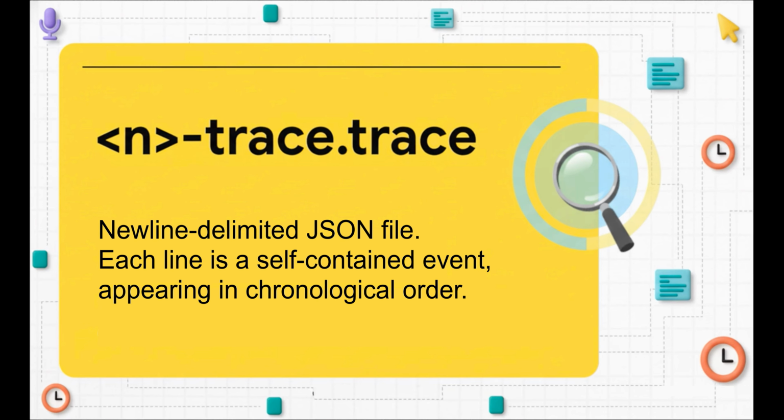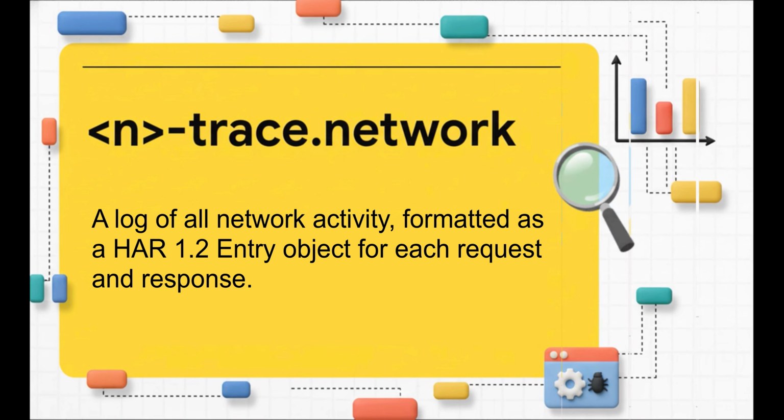Now, inside that zip, the absolute heart of the recording is this trace file. It's just a text file, but don't let that fool you. It contains a line-by-line chronological script of every single thing that happened. Next up, you've got the network file. And this is fantastic because it's just a standard HAR file, which means it works with all the dev tools you're already familiar with. It gives you that classic waterfall view, which is perfect for spotting a slow API call or a funky header that's causing trouble.